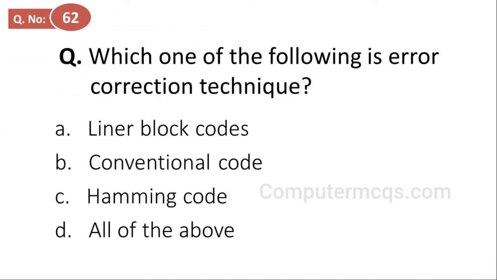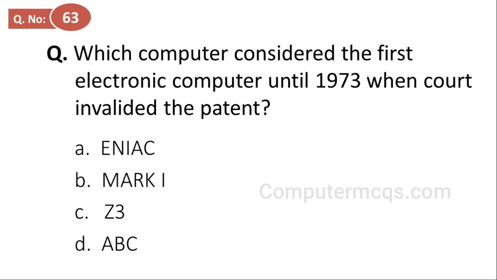Which one of the following is error correction technique? Options are linear block codes, convolutional code, Hamming code, all of the above. And the correct answer is option D, all of the above. All of the above are the error correction techniques. Which computer was considered the first electronic computer until 1973 when court invalidated the patent? Options are ENIAC, Mark I, G3, ABC. And the correct answer is option A, ENIAC.